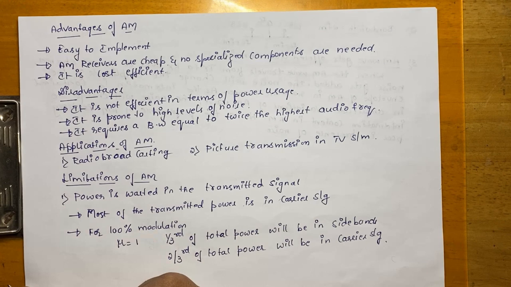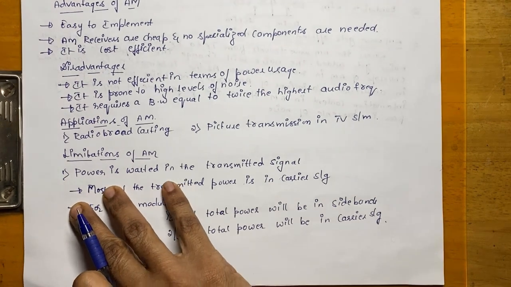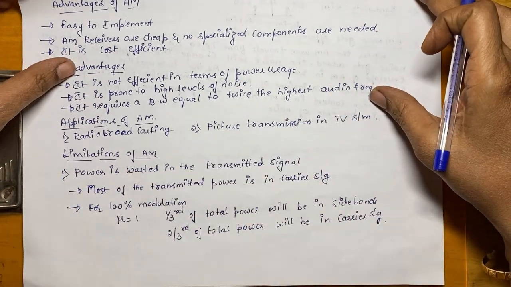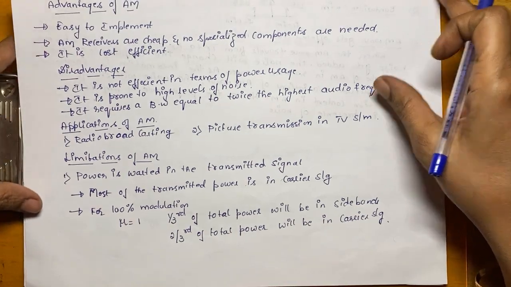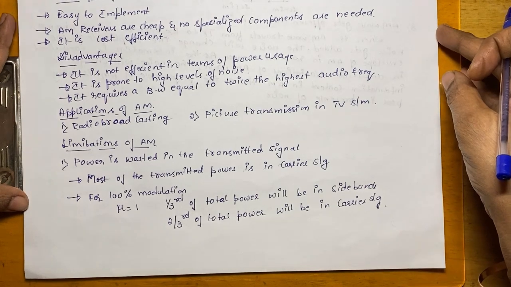After seeing advantages and disadvantages, there are a few applications of AM. These are used in radio broadcasting as well as in picture transmission in television systems. There are a few limitations of AM. So what are those? The first one is that power is wasted in the transmitted signal.